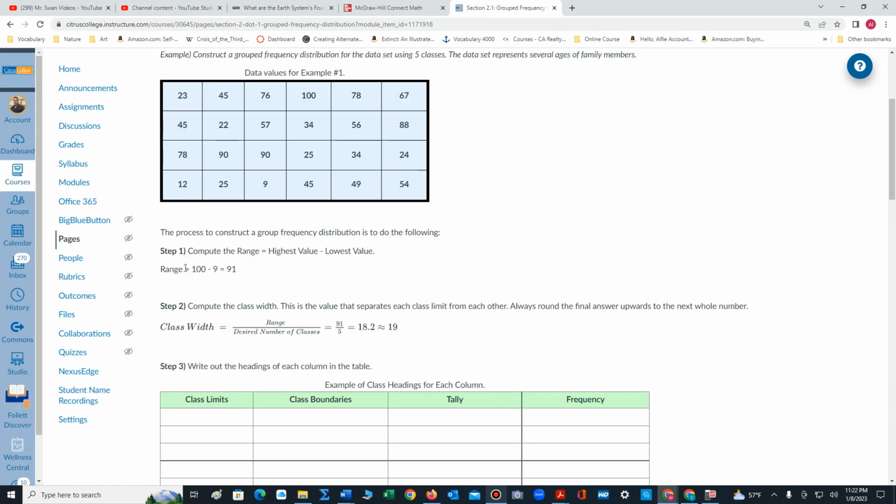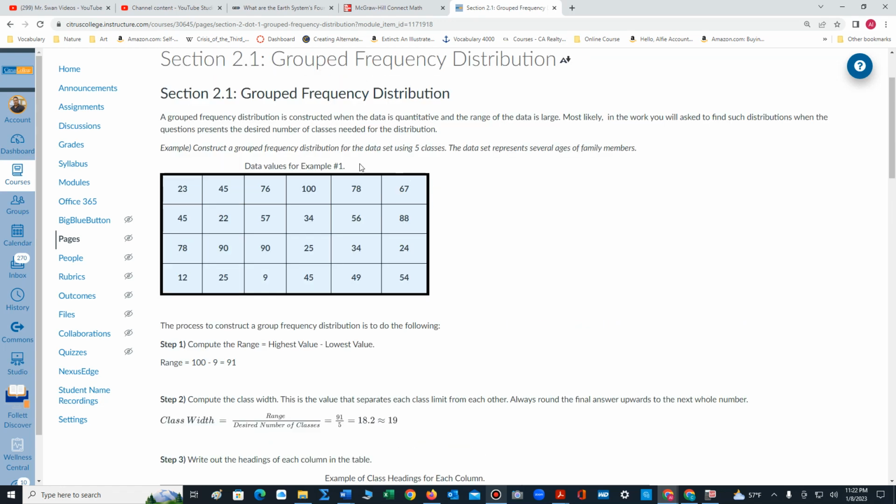So step 1 in the process is we have to compute what's called the range. The range is the highest value. So we look through our data. Remember, the data represents the ages of family members. The eldest family member is 100 minus the lowest value, 9. 100 minus 9 is 91.